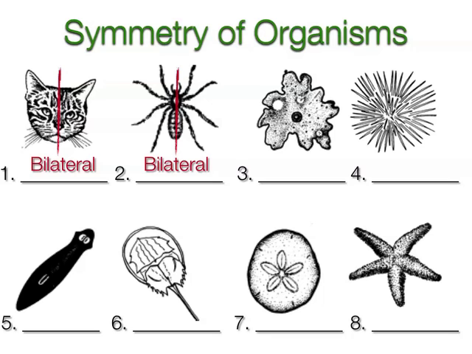What is this creature? Amoeba. It's an amoeba, a protist. What kind of symmetry? Asymmetry.